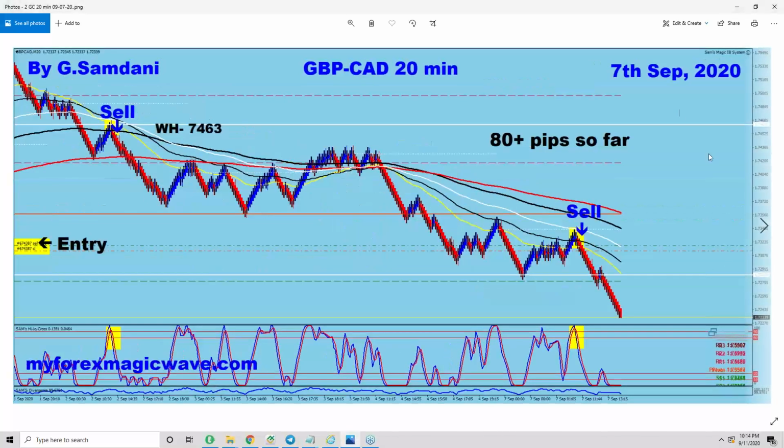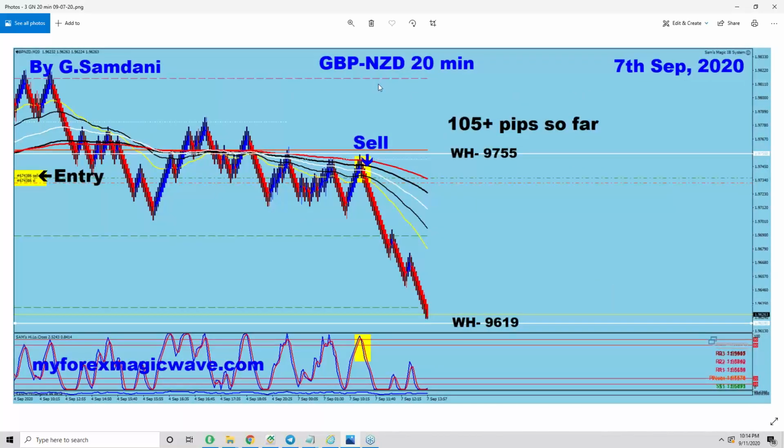And then the next one on the 7th is Pound CAD, and it is also 80 plus pip here. You will see a lot of pound pairs trade this week, and I'll show you why at the end of this video. And see, this Pound NZD also dropped here for 105 pip on the 7th. Right? This is the entry here, and this same setup. Yellow is below the black, blue candle turned red, and this indicator turning to the downside.